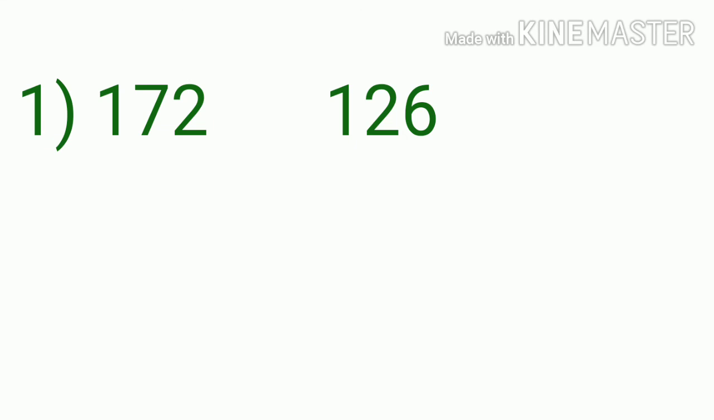So, let us compare the hundreds place digit. Here, the hundreds place digits are same. So, let us compare the tens place digit. In the first number, the tens place digit is 7 and in the second number, the tens place digit is 2. We know 7 is greater than 2. So, we can say that 172 is greater than 126. We can use the greater than symbol here.